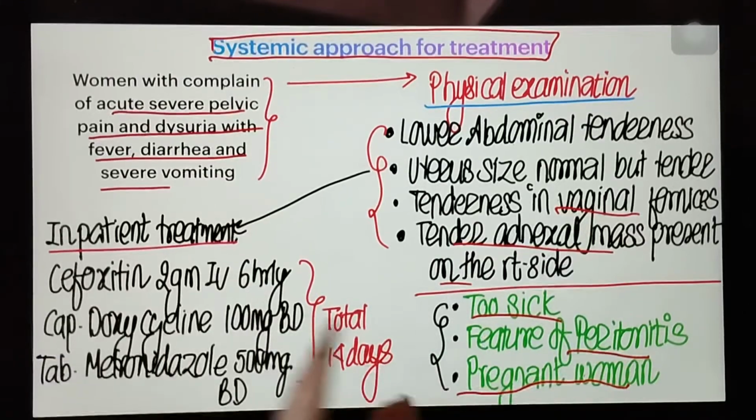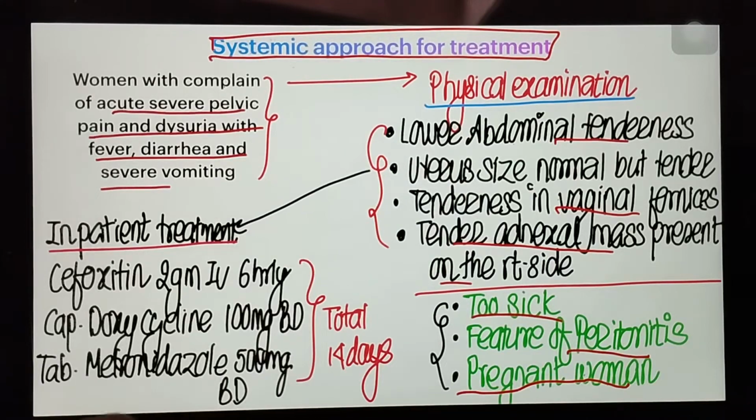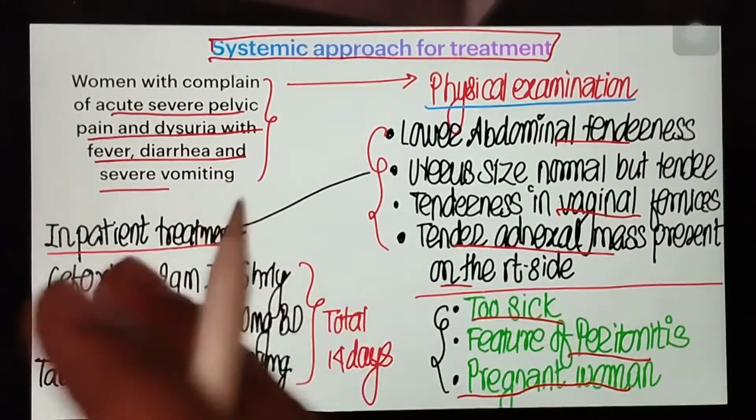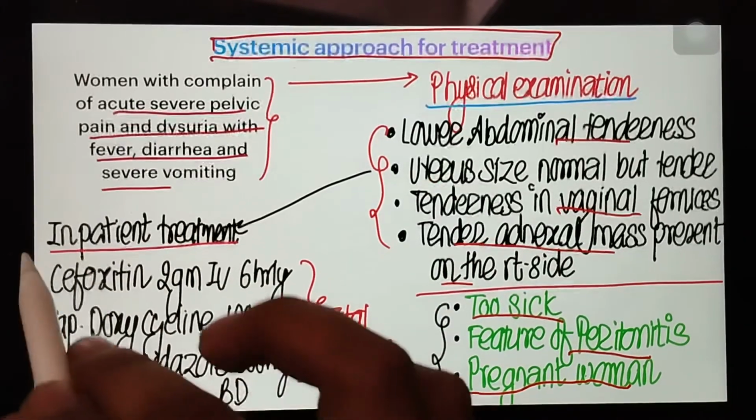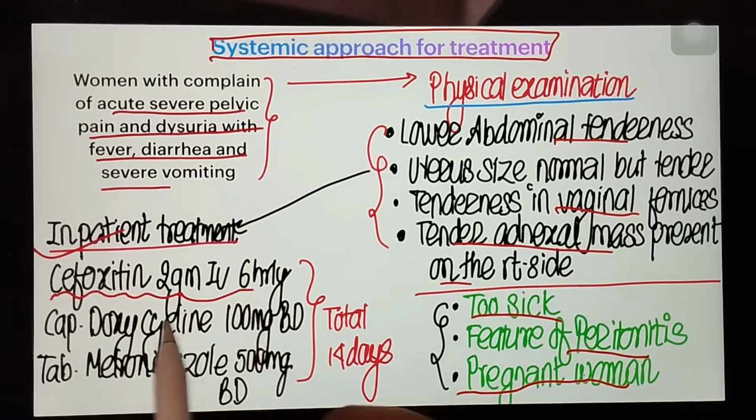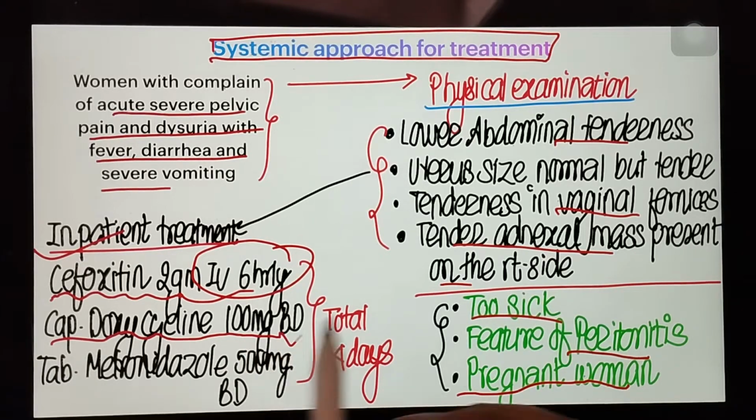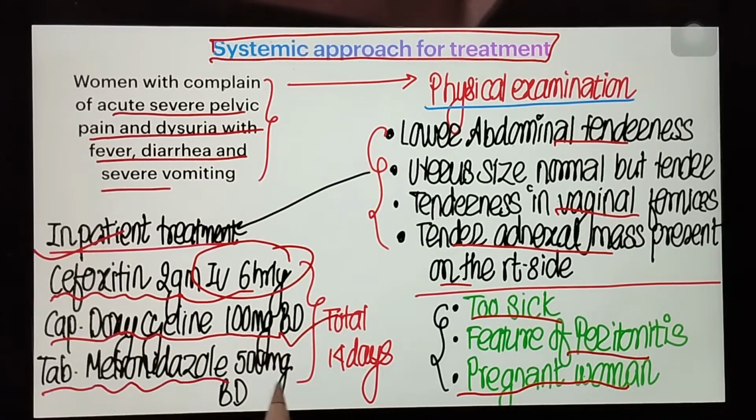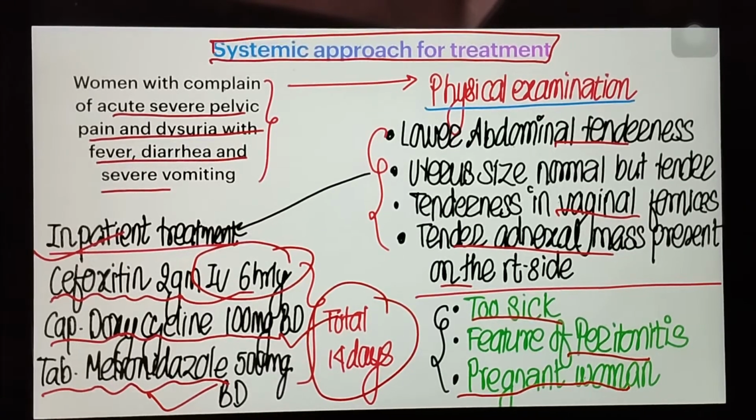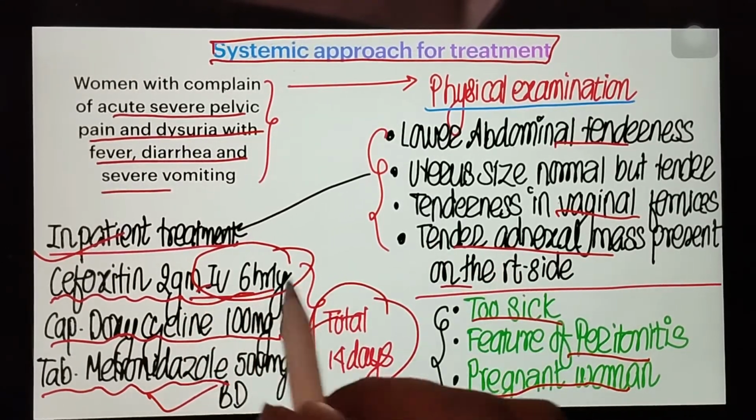But if there are features of peritonitis, like lower abdominal tenderness, then we have to do inpatient treatment. For the drugs, cefoxitin 2 gram intravenous 6 hourly must be given, and capsule doxycycline 100 mg BD, and tablet metronidazole 500 mg BD, for a total of 14 days, given intravenously as cefoxitin.